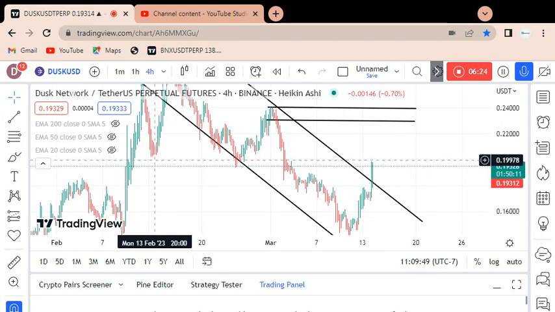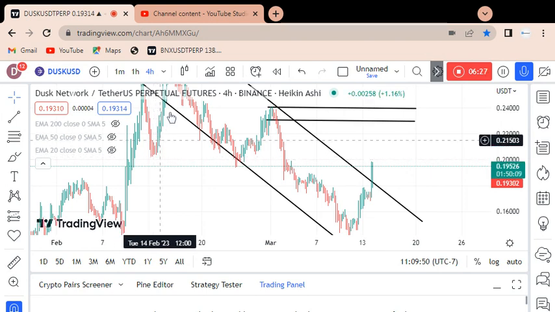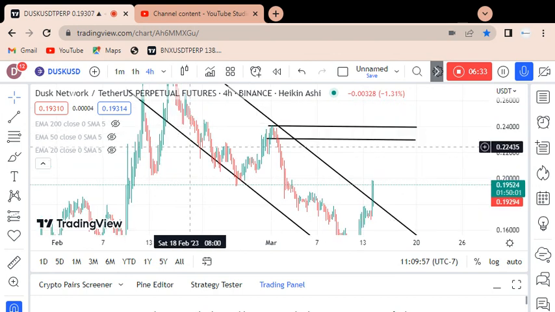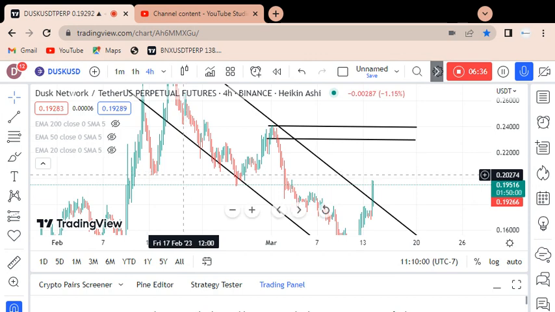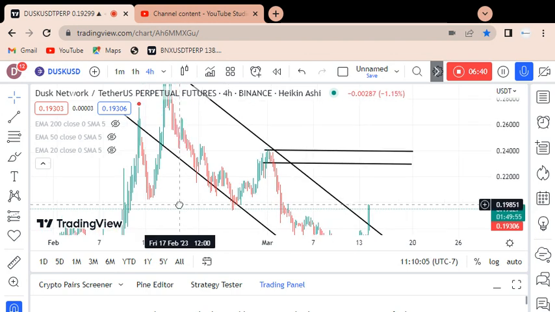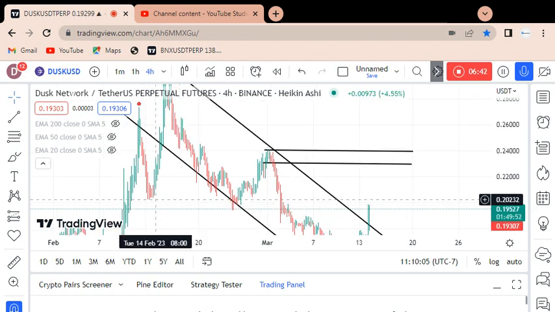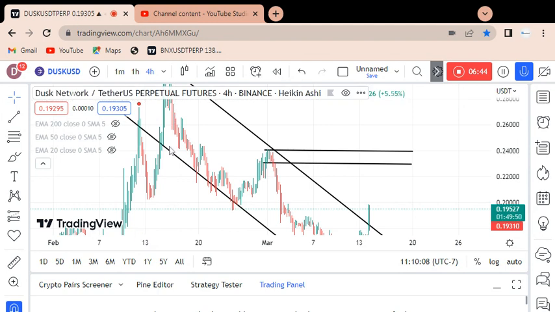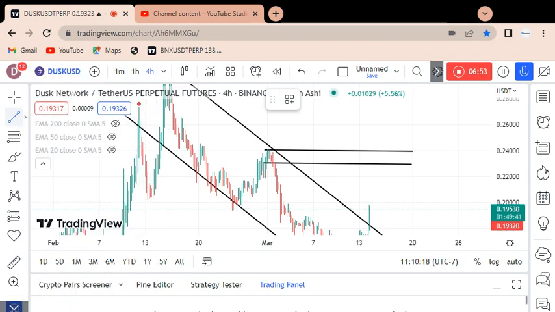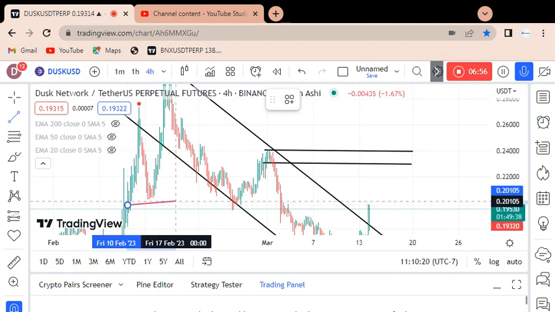When this trade got here, it went all the way up right here. Please just follow the video carefully. When it got to this point, that's the support, and it went all the way up to this part. So now you want to draw a support line right here. Draw a support line right here. Support.